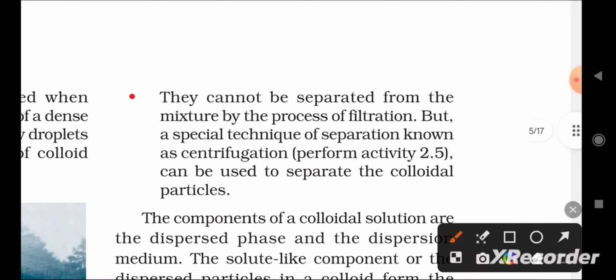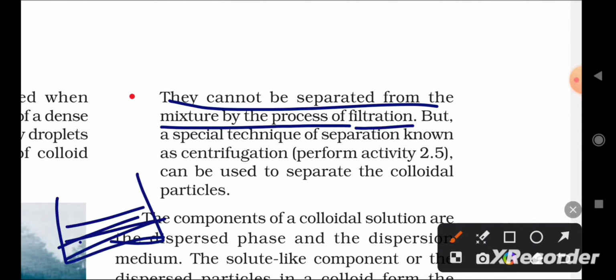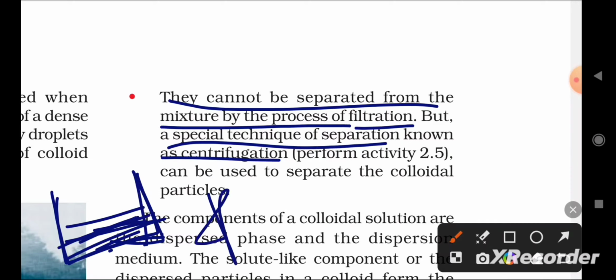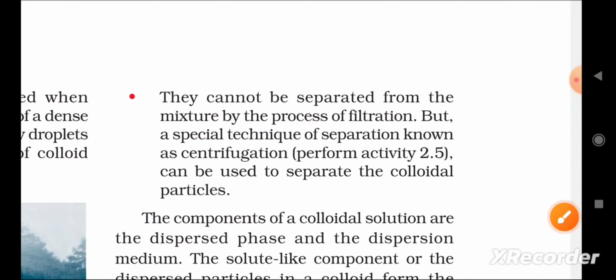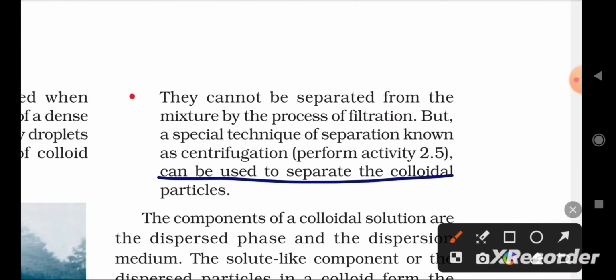And the last point is that they cannot be separated from the mixture by filtration. If a colloid solution is there, we cannot separate it by the filtration method, but a special technique of separation known as centrifugation can be used. So a colloid solution cannot be separated by filtration, but we can separate it by centrifugation. Using the centrifugation method, we can easily separate the colloid particles.